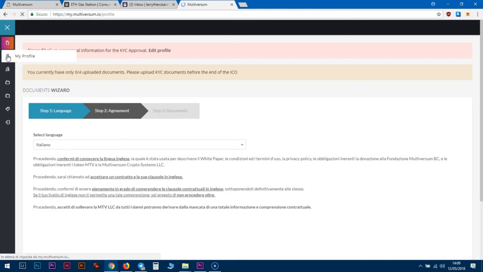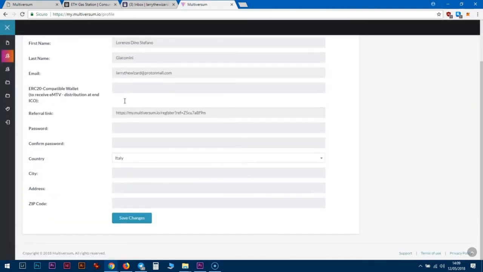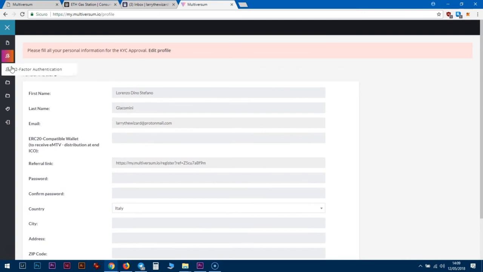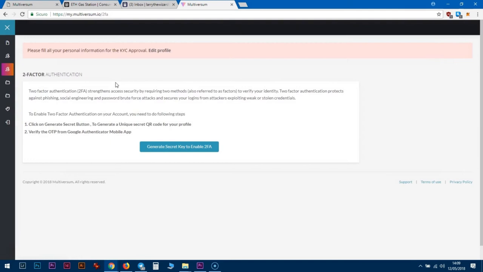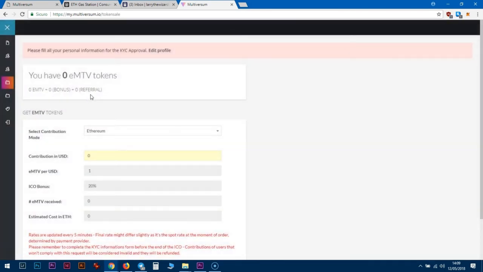And you can see also my profile with your data and a page to set up the 2FA, which I strongly suggest to put if you have a considerable amount of tokens, and anyway it's better to have it. And here you can see your balance. Obviously there's nothing here because I just made the wallet.